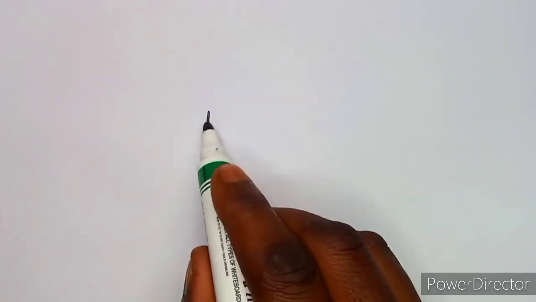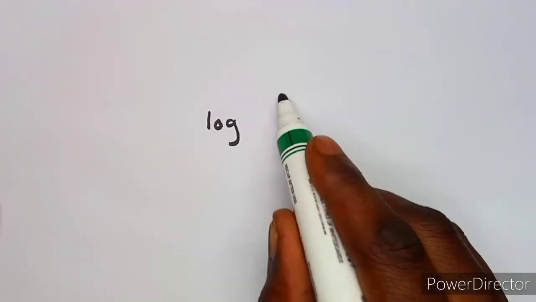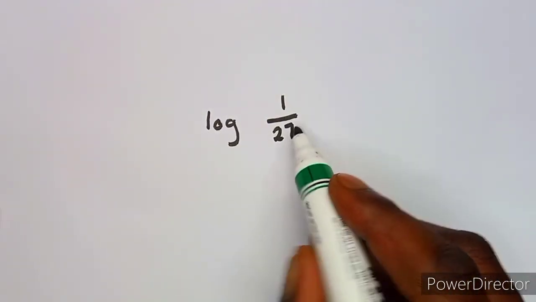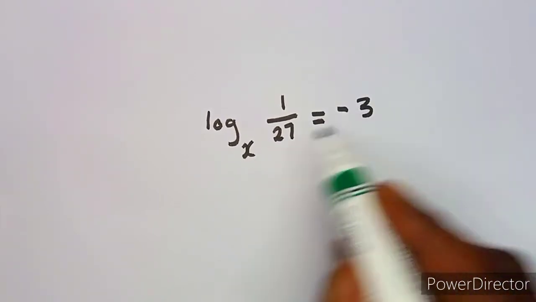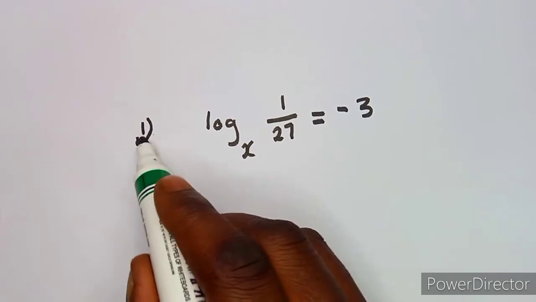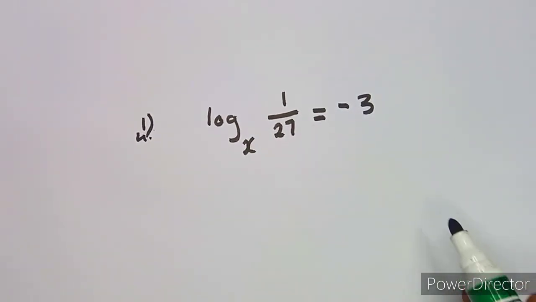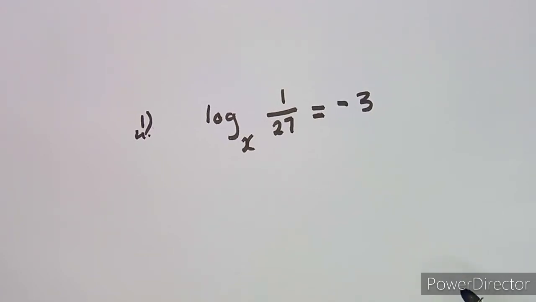Let's take into consideration this part here. I'm given now to solve for x, but this time my x is a base: log of 1 over 27 in base x, which is equal to minus 3. This is what I want to solve. It's another one for the other part there. How am I going to solve this type of equation? That's the question that you'll be having there.